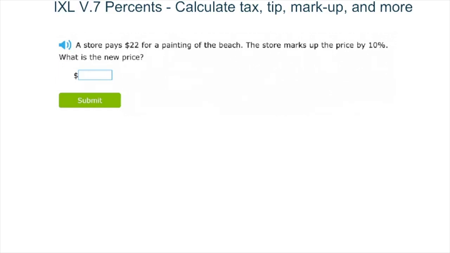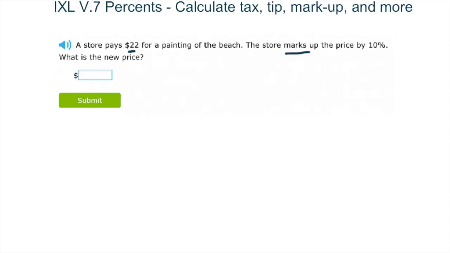Now, looking at our first problem, a store pays $22 for a painting of the beach. The store marks up the price by 10%. So what that means, markup, is that they buy the painting for $22, then they add some money to it so that when they sell it to you, they can make some money to pay for the lights and their employees and insurance and all the things they have to pay. So that's what markup would be.